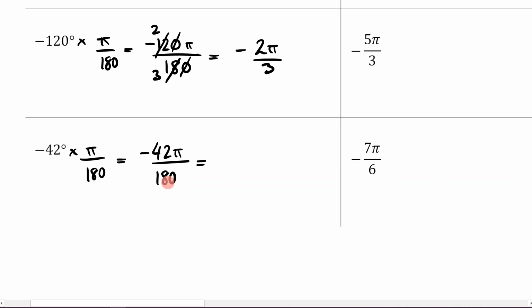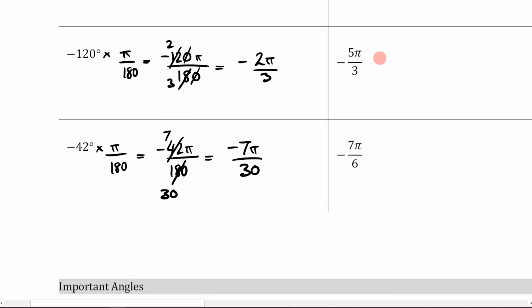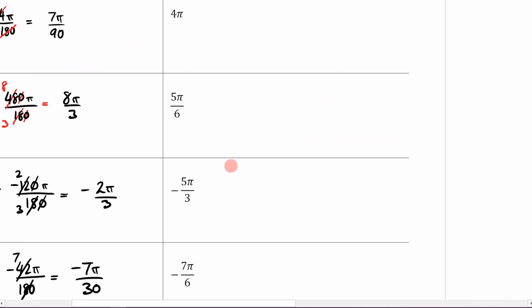42 and 180. What are they both divisible by? Let's think. What about 6 again? 180 divided by 6 is 30, and 42 divided by 6 is 7. So that means my answer is going to be negative 7 pi on 30. Perfect. Let's now zoom out and answer these questions right here.